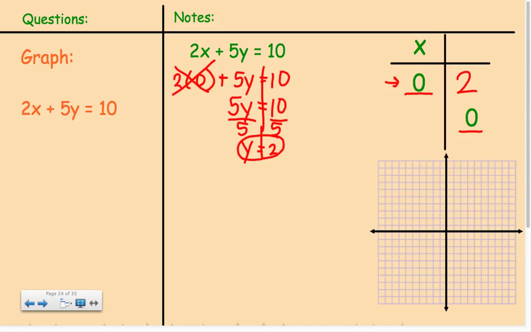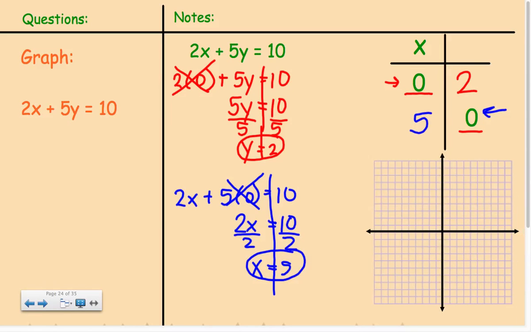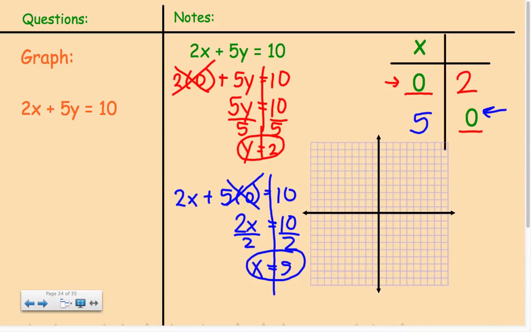Then I'll plug 0 in for y. 2x plus 5 times 0 equals 10. This makes 0, so that's gone. 2x equals 10. Break up my couple. X equals 5. There's my other intercept. Bring my coordinate grid up. I can graph both of those. 0, 2 is right here. 5, 0, 1, 2, 3, 4, 5. Connect it with a line.